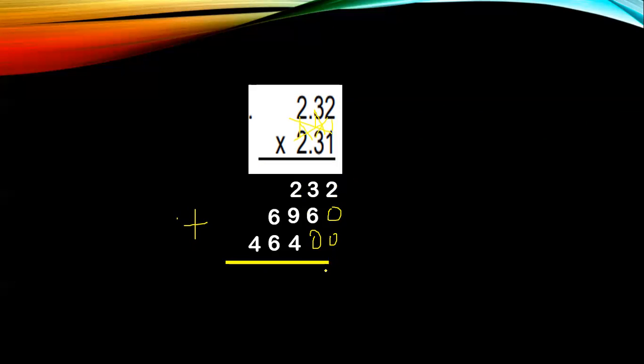So 2 plus 0 plus 0, and that is 2. And then 3 plus 6, and that is 9. And then 2 plus 9 plus 4, okay, and that is 15, carry 1. And that is 1 plus 6 plus 6, and that is 13, or 3, carry 1. And then 4 plus 1, and that is 5.